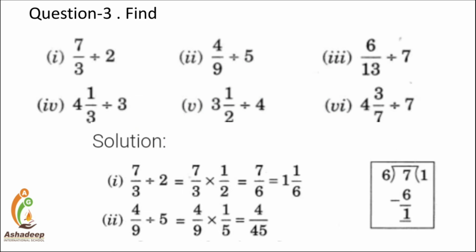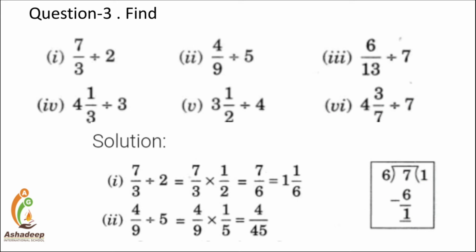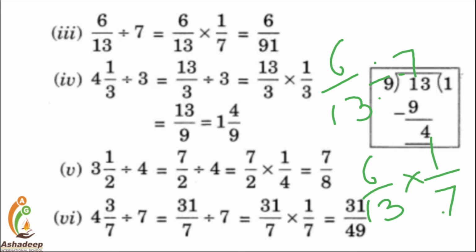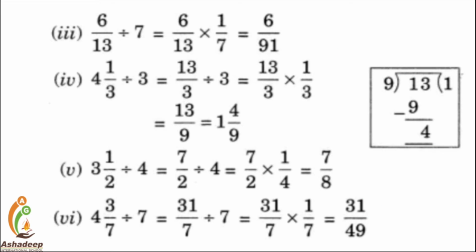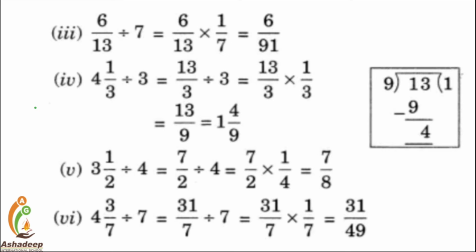Got it? Then 4 upon 9 divided by 5. Again 4 upon 9 multiplied by 1 upon 5, so 4 upon 45. It is a proper fraction. Then third, 6 upon 13 divided by 7. So 6 upon 13 multiplied by 1 upon 7. So the answer will be 6 upon 91. Then 4 1 upon 3 divided by 3.